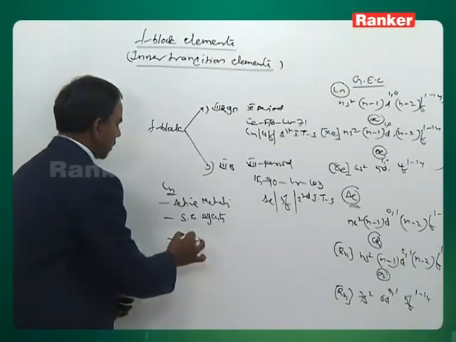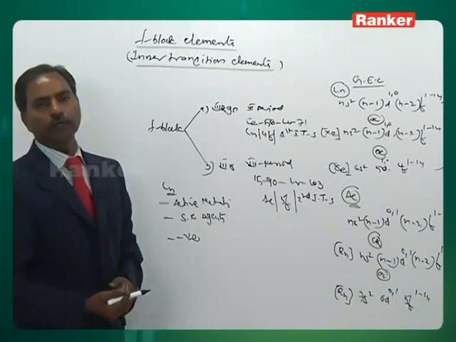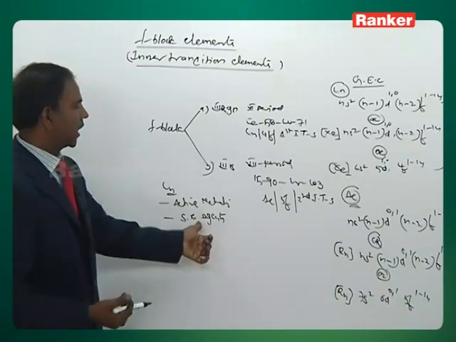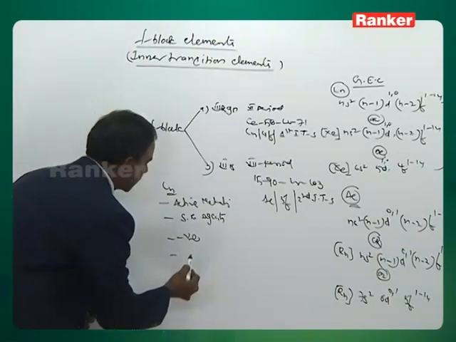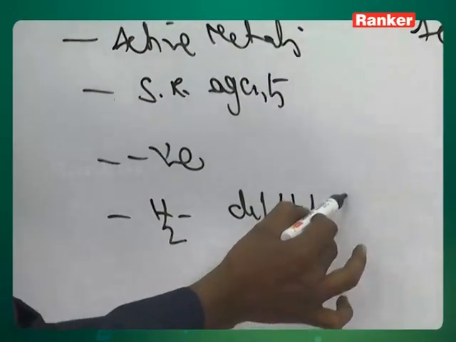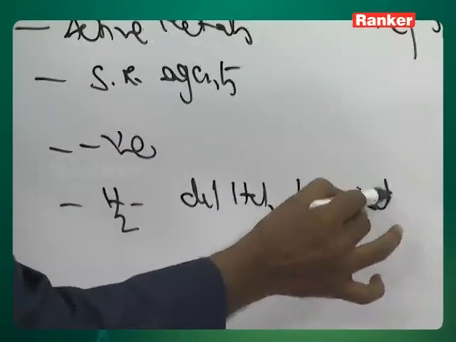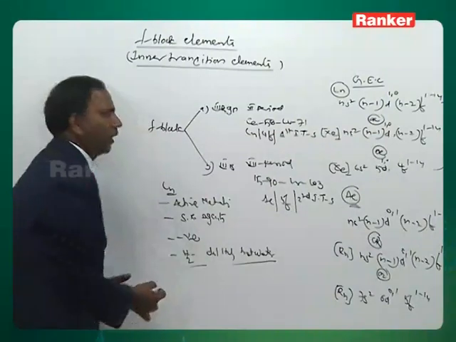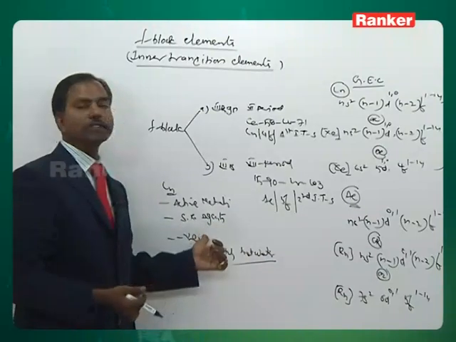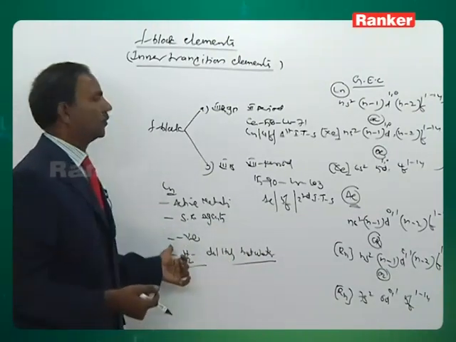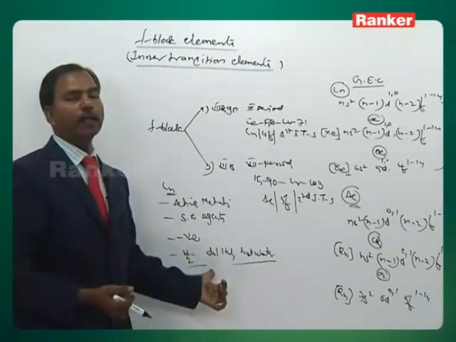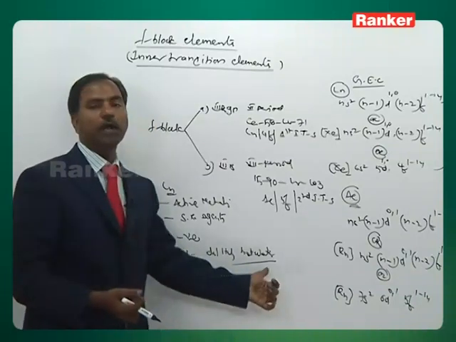Their electrode potential values are negative, and they have more negative reduction potential values. Therefore, they act as strong reducing agents, and they easily liberate hydrogen gas either from dilute acids or from hot water. So lanthanides are active metals and strong reducing agents, their electrode potential values are negative, and they easily liberate hydrogen gas from dilute acids and also from hot water.